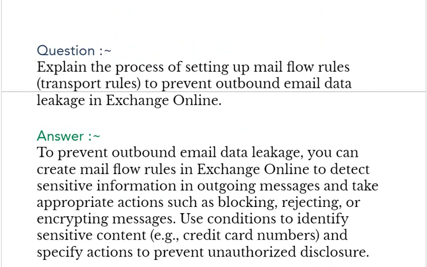Our interview question based on MS-203 is: explain the process of setting up mail flow rules (transport rules) to prevent outbound email data leakage in Exchange Online. Your answer should be: to prevent outbound email data leakage, you can create mail flow rules in Exchange Online to detect sensitive information in outgoing messages and take appropriate actions such as blocking, rejecting, or encrypting messages. Use conditions to identify sensitive content, that is, credit card numbers, and specify actions to prevent unauthorized disclosure.